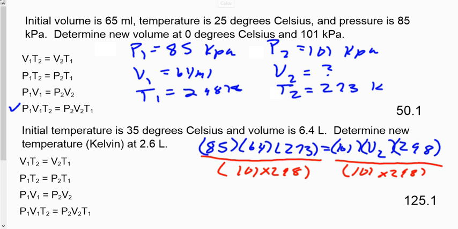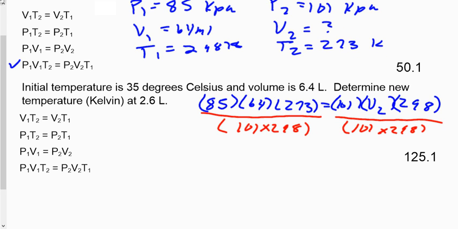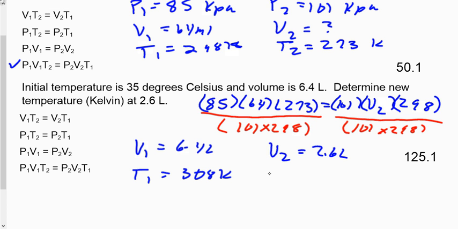All right, let's quickly go through two more questions here. Let me scroll down a little bit. We have initial temperature of 35 degrees and volume of 6.4. So volume 1 equals 6.4 liters. Temperature 1 is in degrees Celsius. We have to add 273 to that. That's 308 Kelvin. And determine new temperature. So volume 2 equals 2.6 liters. We're determining new temperature, so that's T2. That's our question mark.